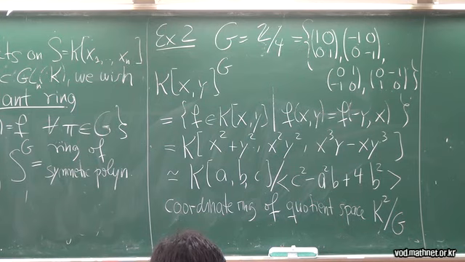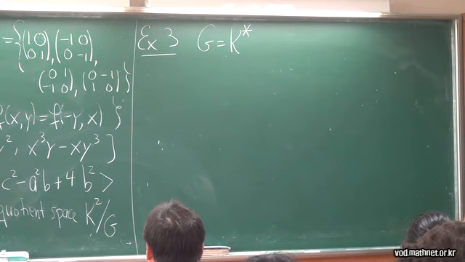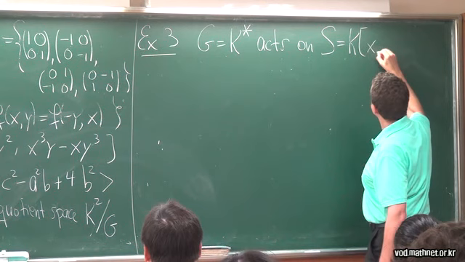Let's do one example, the first example where the group is not finite. So let's take K to be K star, the multiplicative group of non-zero scalars, the one-dimensional algebraic torus, and let it act on a polynomial ring in three variables, x, y, and z.